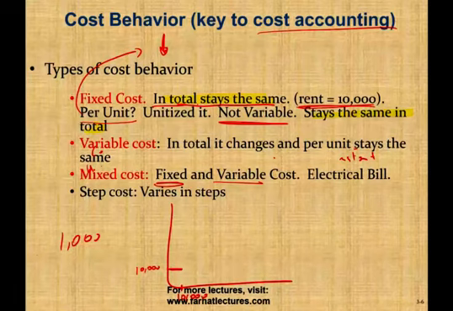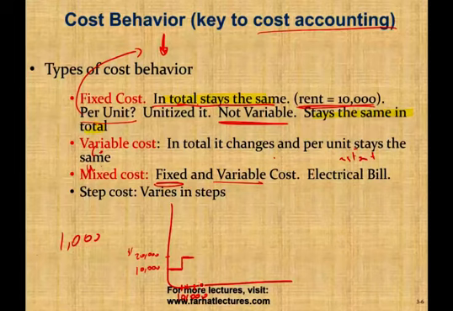But if I want to produce one additional box above 10,000, I need a whole new manufacturing plant. Therefore, I have to rent another manufacturing plant and my cost goes up. I have to incur an additional 10,000. I'm up to 20,000 in rent, so I can produce 20,000 boxes.